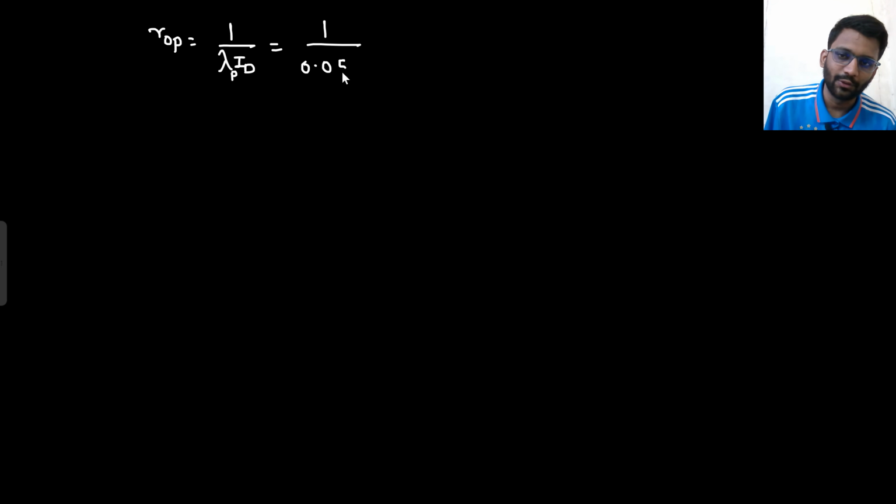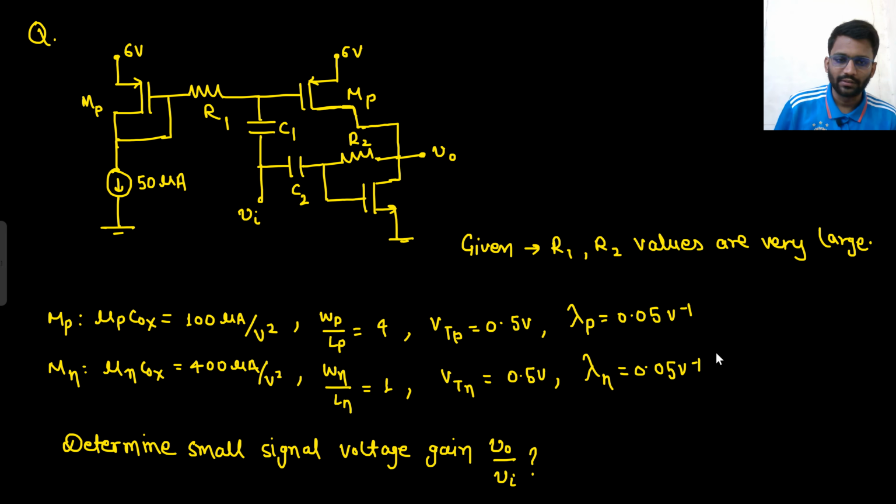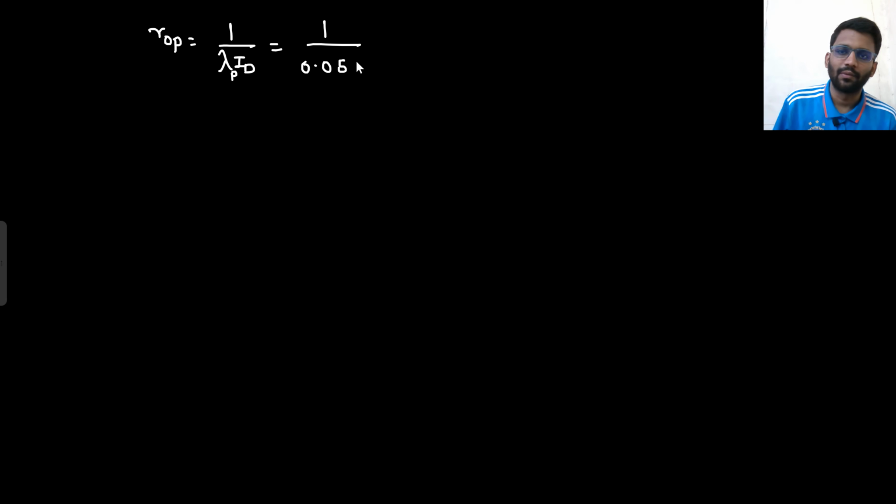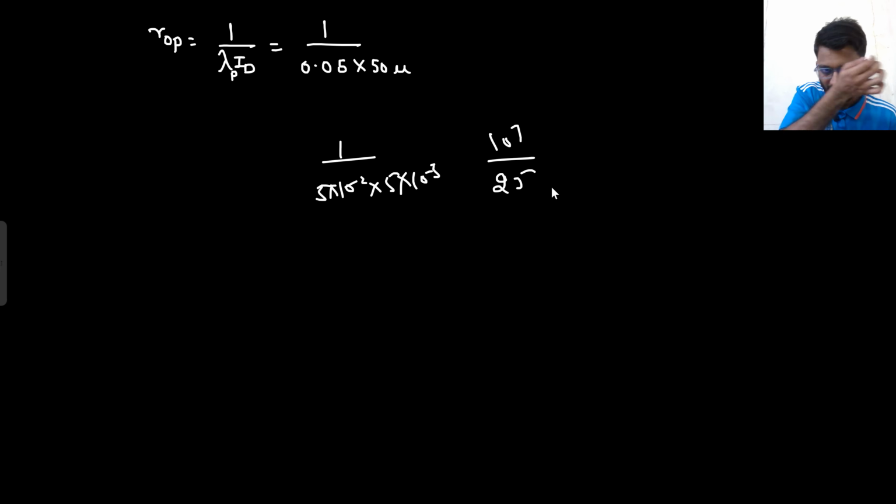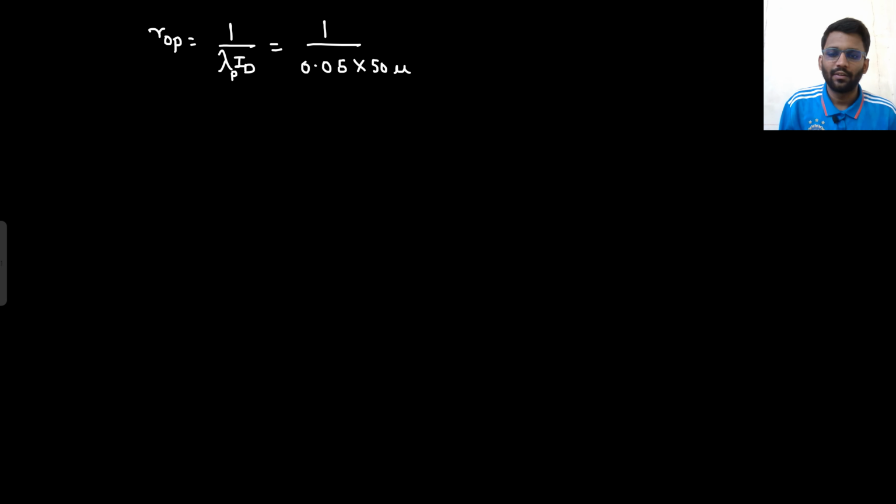Lambda P value was given 0.05, right? 0.05, and ID value is 50 micro. So what that would be? 1 upon 5 into 10 to the power minus 2 into 5 into 10 to the power minus 5. So 10 to the power 7 by 25. So 100 by 25, 4 into 10 to the power 5. 400 kilo ohm. So it would be 400 kilo ohm.